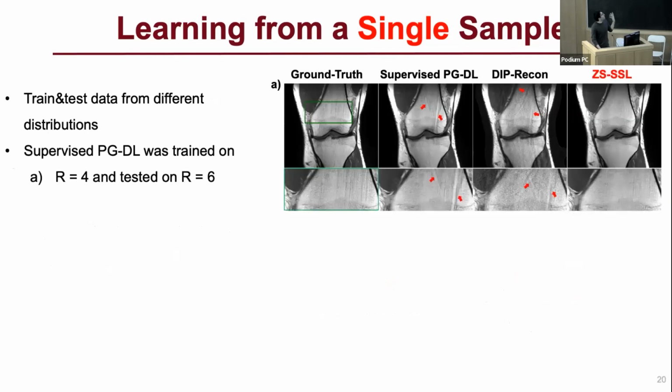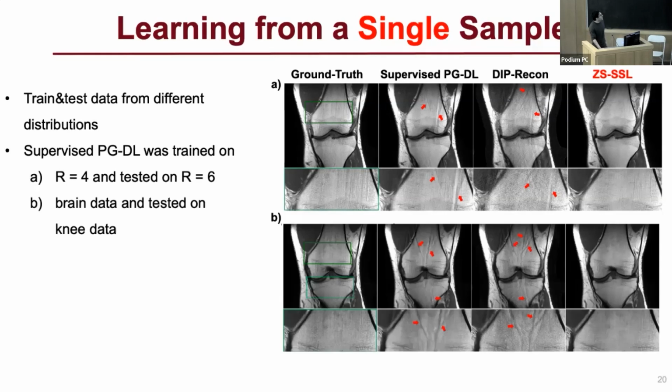Now, if we come to this reality when your train and test data are from different distributions, this is where supervised deep learning starts to significantly degrade. One of the examples could be that you train the model at a specific rate, such as rate 4. And during test time, you want to apply it to a higher rate, like rate 6. You want to decrease the scan time further. But what happens is supervised deep learning cannot tolerate that, and it starts to fail. You can see those artifacts shown with the red arrow. Whereas our zero-shot learning approach doesn't have a problem with that. You can achieve a very good reconstruction quality, even though you change the acceleration rate.